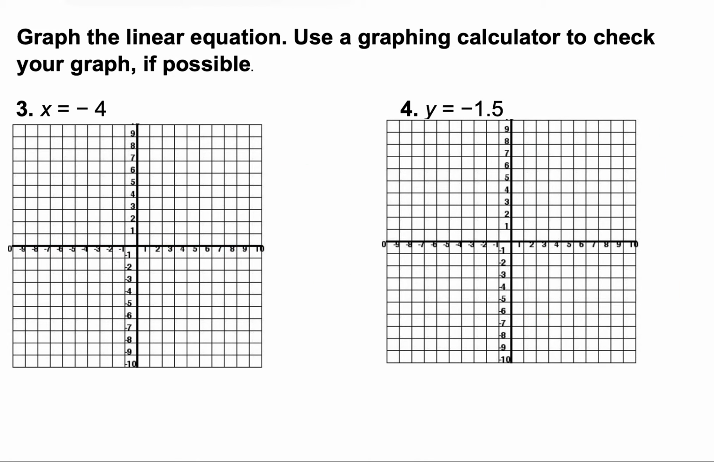All right, go ahead and take a moment to pause the video and try these next 2 problems. All right, let's go ahead and check your answers. Okay, so I didn't write down my tables for these ones, but here's what your graph should look like. X equals -4 means you start at -4 on the x-axis, and then it is a vertical line that goes up and down. Y equals -1.5, you go to -1.5 on the y-axis, and then you're going to make a horizontal line.